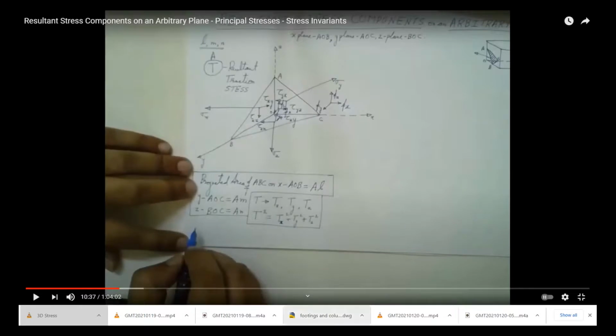stress Tx. You can see from this video that the projected area of ABC on X is AOB. Can you understand? Did you understand that? And also the L, M, and N, the direction cosines that are used. So the same thing over here.